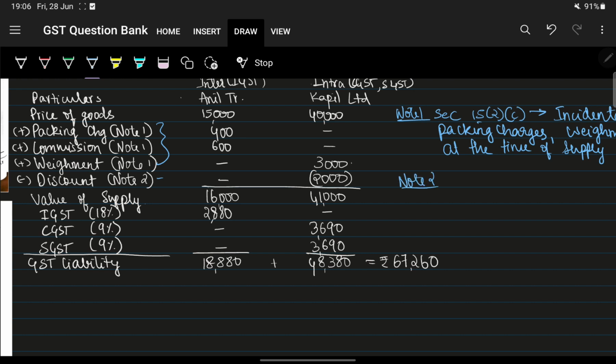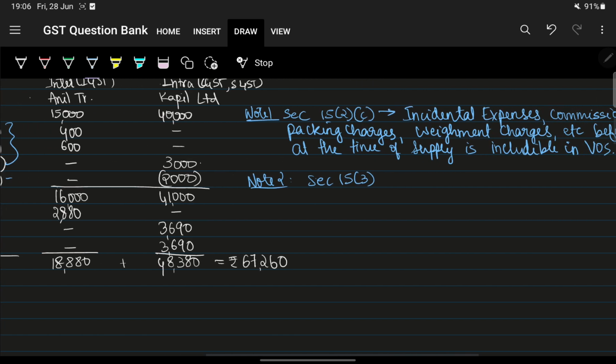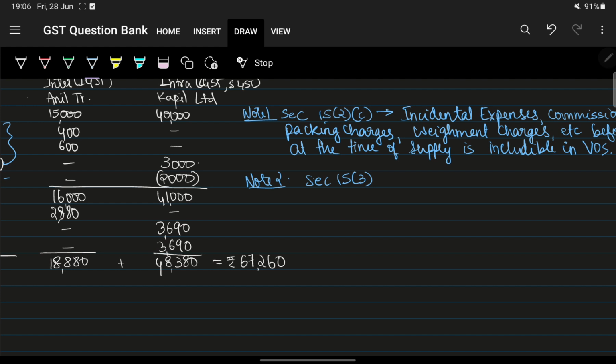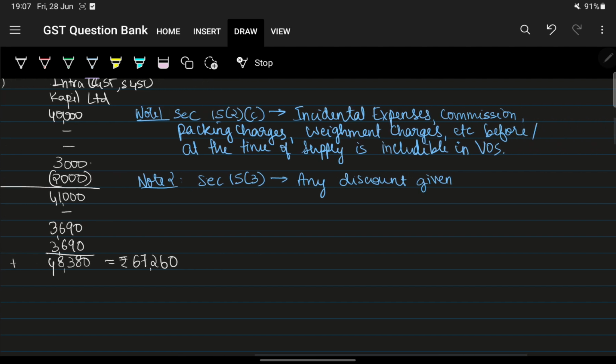Note 2, you can write as per section 15, subsection 3, which deals with the amounts that are to be excluded from value of supply. Okay, any pre-supply discount, any discount given before or at the time of supply, is to be excluded from value of supply.